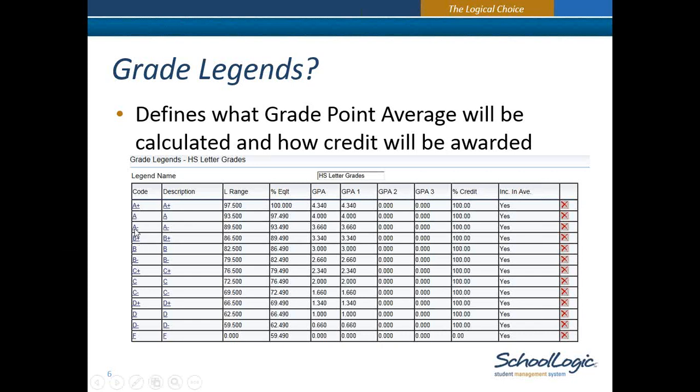Do I want to include this grade within the calculation of my average? And of course, down here where we have our F, the lower range is from 0 to 59.499. GPAs are zeros across the board, and more importantly, we are going to be awarding 0% of the credit for the awarding of an F.